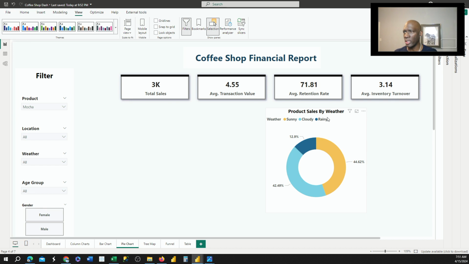Product sales by weather. And sunny weather is indicated by yellow, cloudy is indicated by this teal blue, teal green type color, and rainy is considered this dark teal color. Now you say, well, why didn't they use red for sunny and maybe a yellow or a white for cloudy and orange for rainy?